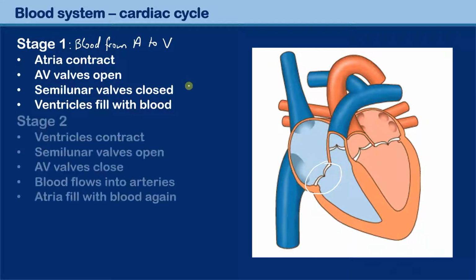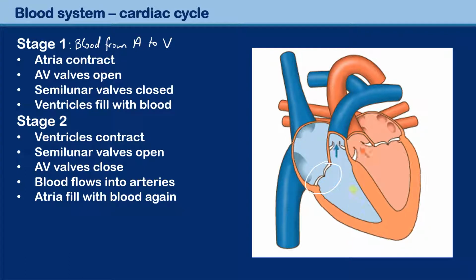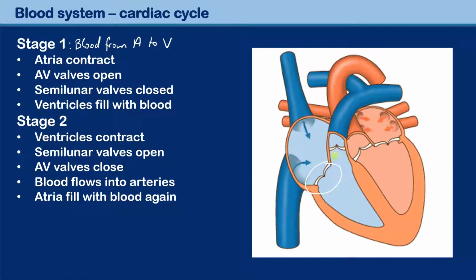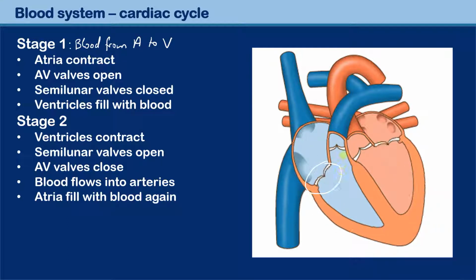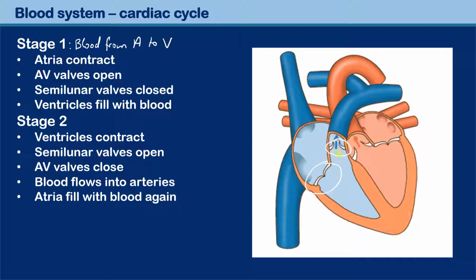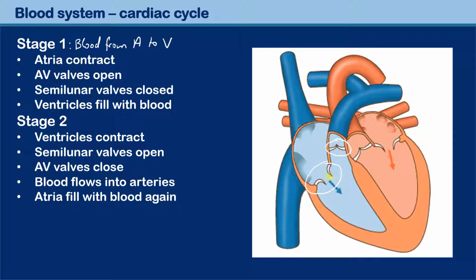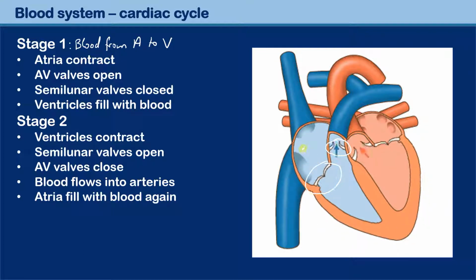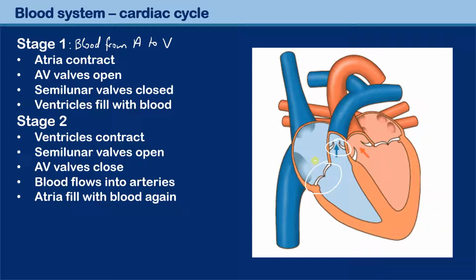So what about stage two? Now there is blood in the ventricles, and now they have to contract. Every time you see the arrow pointing outwards, this is the time when the ventricles contract. Of course, the semilunar valves have to open to let the blood out. At the same time, the AV valves have to close, otherwise blood would flow back into the atria, and that's something we want to avoid. And while the ventricles contract and the blood flows into the arteries, the atria can be filled with blood again.